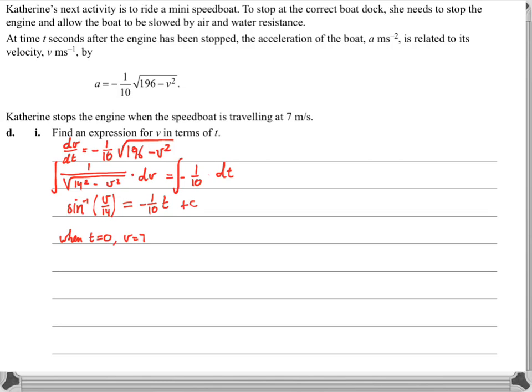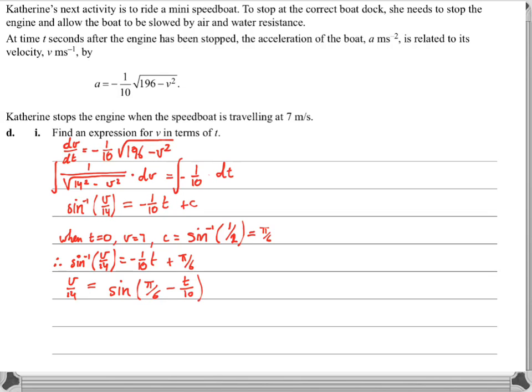When t is 0, v is 7 from our initial condition here. We substitute that in. We get inverse sine of a half, which is pi on 6. So substitute that back into the equation. There it is, and we transpose for v. We take the sine over both sides. v is 14 sine of (pi on 6 minus t over 10). There it is. Whew.